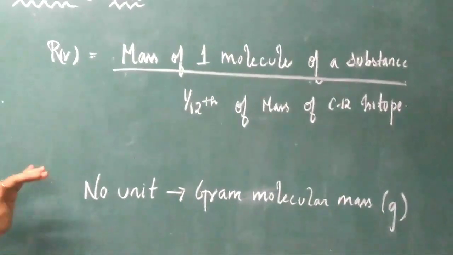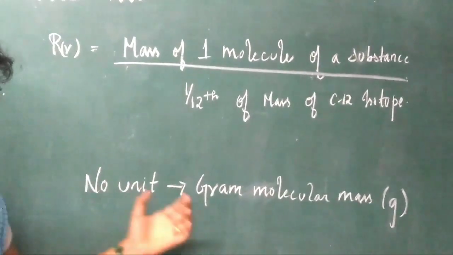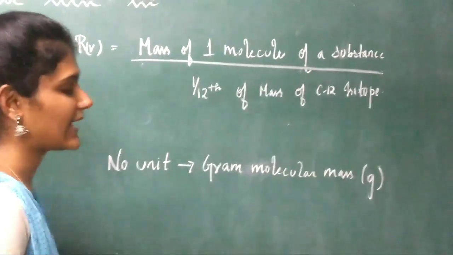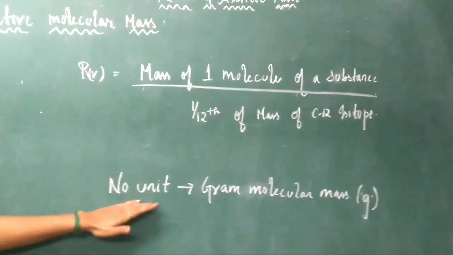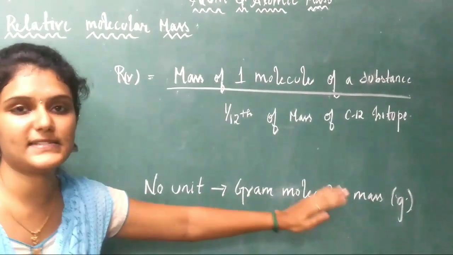Similarly, this doesn't have any unit. But if it is expressed in grams, then it is called gram molecular mass and is represented as G.